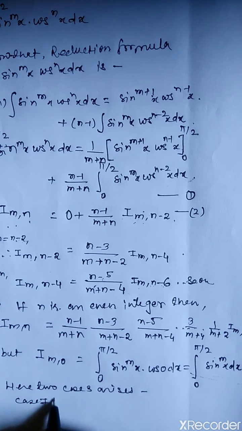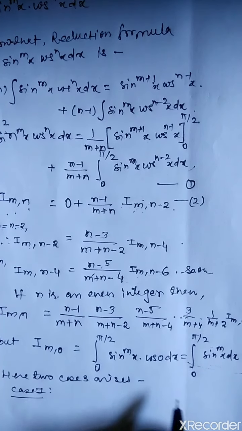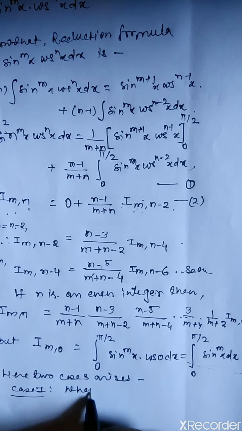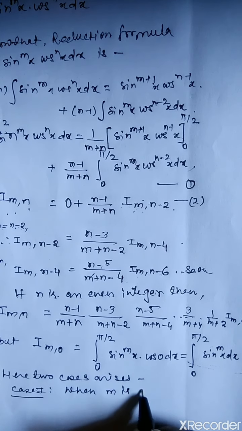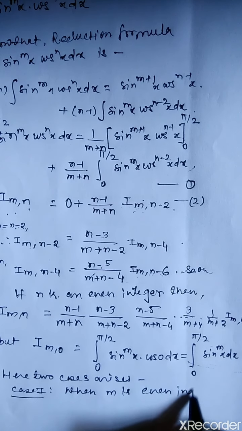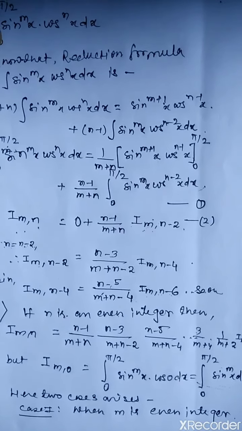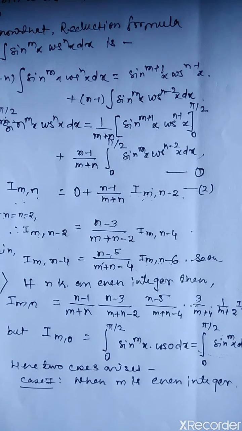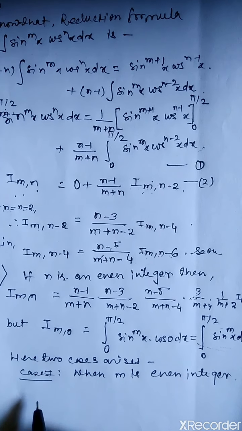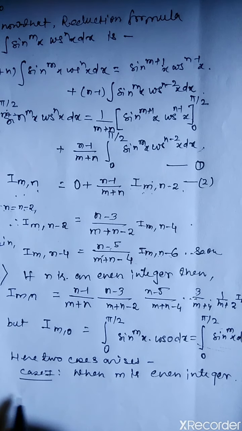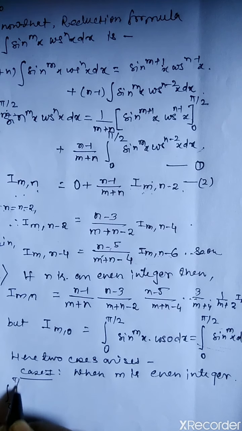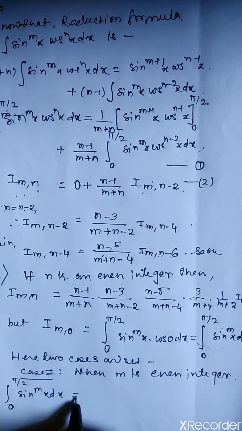So what are the cases? Case 1. Case 1 क्या है? जब आपका m की वैल्यू क्या हो? m is even integer. अब जब m आपका even integer है तो हमारा वैल्यू क्या होगा, हम ये देखेंगे. तो हमारा वैल्यू जो है वो कुछ ऐसा होगा, 0 to pi by 2 sin mx dx. ये कितने हो जाते हैं?